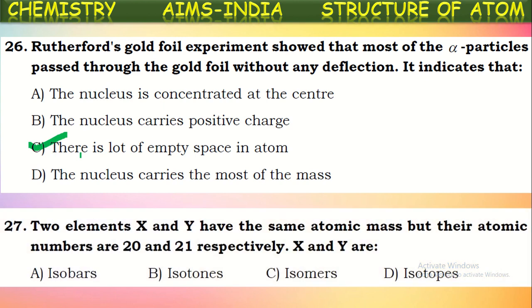Okay, next one. Two elements X and Y have the same atomic mass, but their atomic numbers are 20 and 21 respectively. Then what are these two elements X and Y? We have a definition: the atoms or elements with the same mass number but different atomic numbers are known as isobars. Here X and Y have the same mass number or atomic mass, but their atomic numbers are different. That's why we can say X and Y are isobars. Okay, X and Y are isobars.